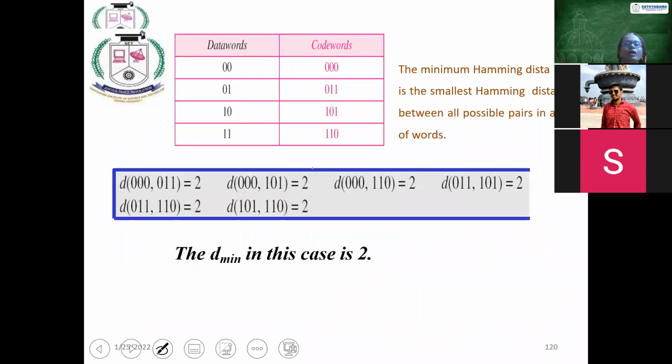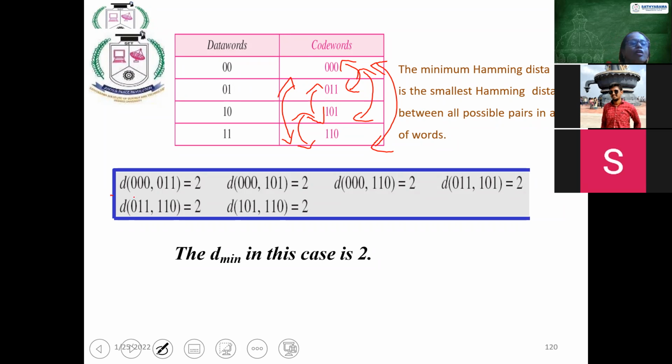Now you just see, this is the data word and this is the code word. Now they are finding the Hamming distance for each and every code word. This is another way, linear block coding. They perform the Hamming distance of this pair, then this pair, then this pair, and so on. So in all possible ways they will find out the Hamming distance.